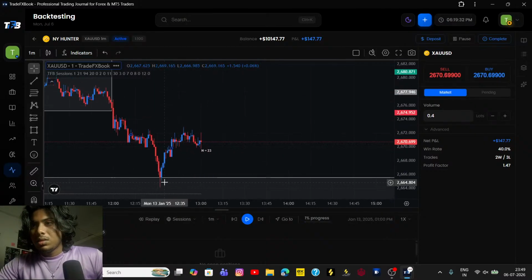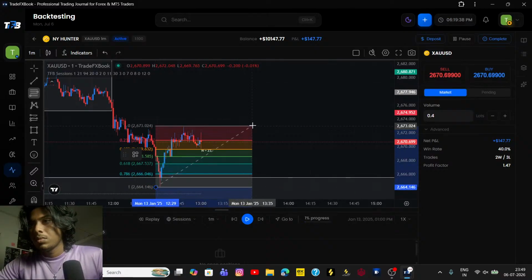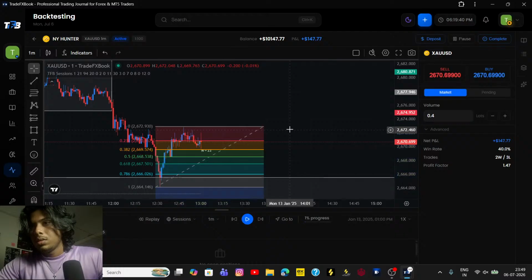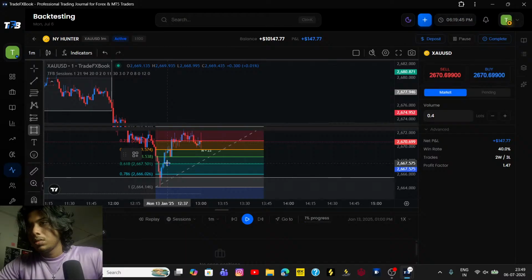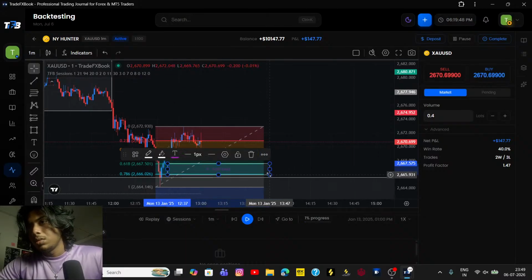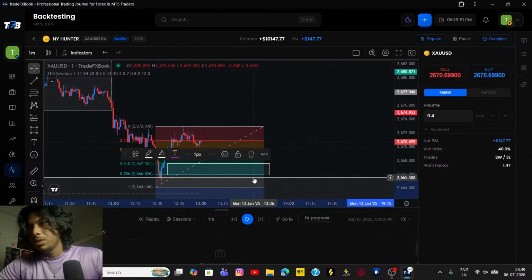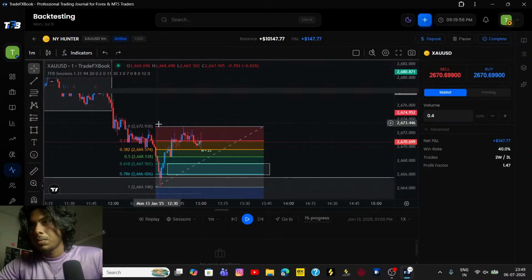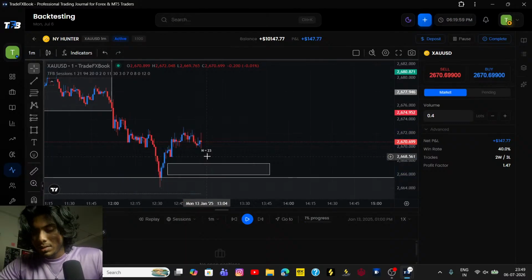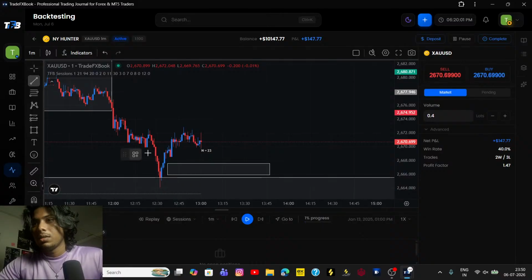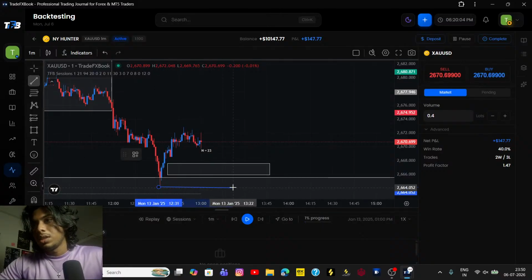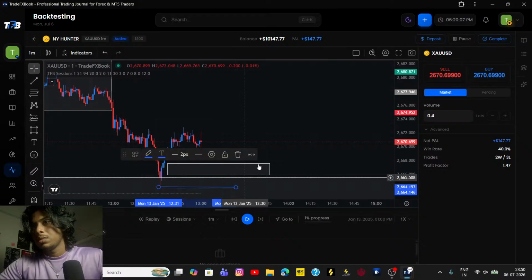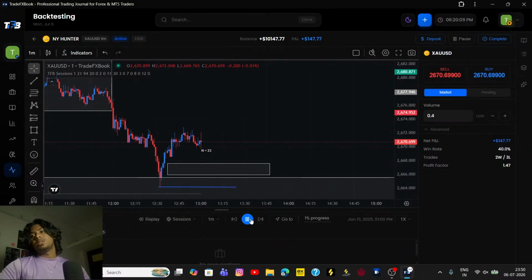Okay, I would love to buy from this zone, which is here. Or I would love to buy after a liquidity sweep. After this liquidity sweep, wait a minute. I would love to buy after this liquidity sweep or rejection from that level I have given you. Let's start this. I am bullish as I said.